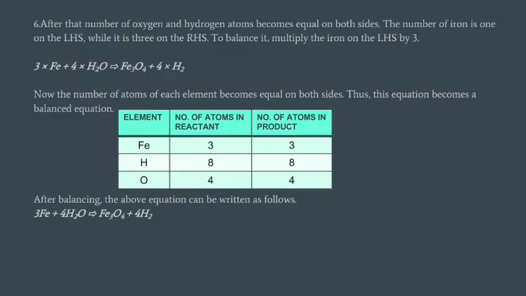After that, oxygen and hydrogen atoms get balanced. Now the iron is 1 on the left hand side while it is 3 on the right hand side. So to balance it, we will have to multiply the left hand side by 3. Now we can see the number of atoms of each element becomes equal on both the sides, that is on the reactant side and on the product side. So our equation is balanced. And after balancing the equation, we can write our final equation as 3 times Fe plus 4 times H2O gives Fe3O4 plus 4 times H2.